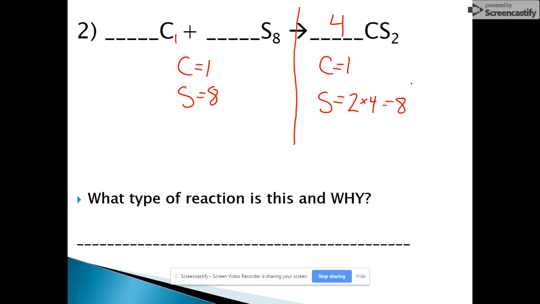So we're going to put a 4 coefficient. That gives us 8 S's, but now we also change our C. So we have to multiply C by 4 to get 4. S's look good. Our C's are messed up now. We know that we need to multiply by 4 over here. So we add a coefficient of 4. 4 carbon plus 1 S8 gives us 4 CS2. If we look at the reaction type, we are putting 2 reactants together to make 1 product, so that is also going to be synthesis.